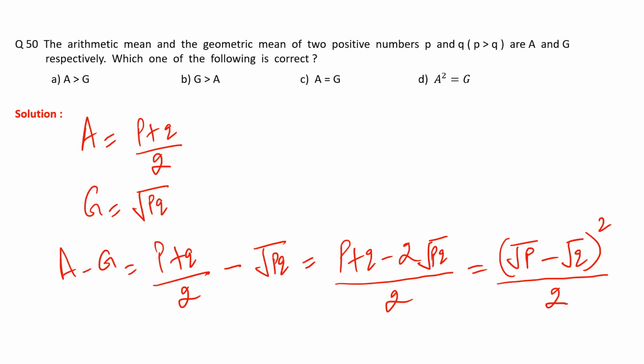If P and Q were equal, then I could say the quantity becomes 0. But since P is not given equal to Q, therefore this quantity will be strictly greater than 0. That means A minus G is positive, or I can say A is greater than G. So that means first option is the correct one.